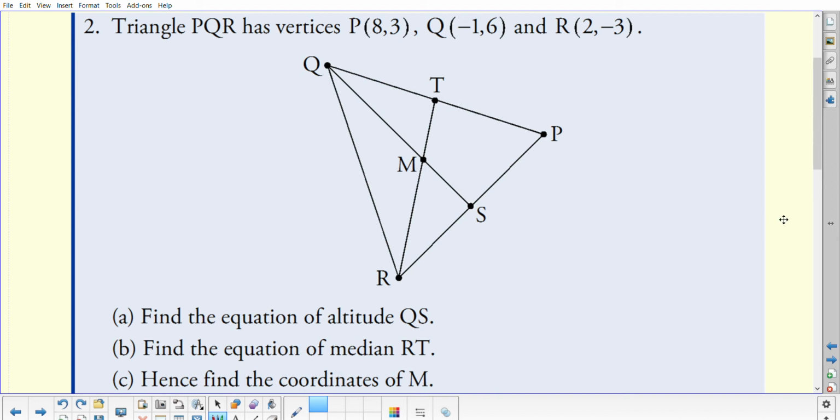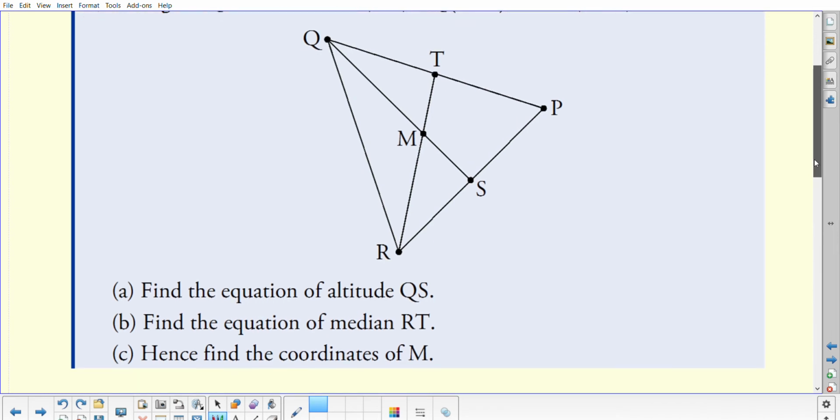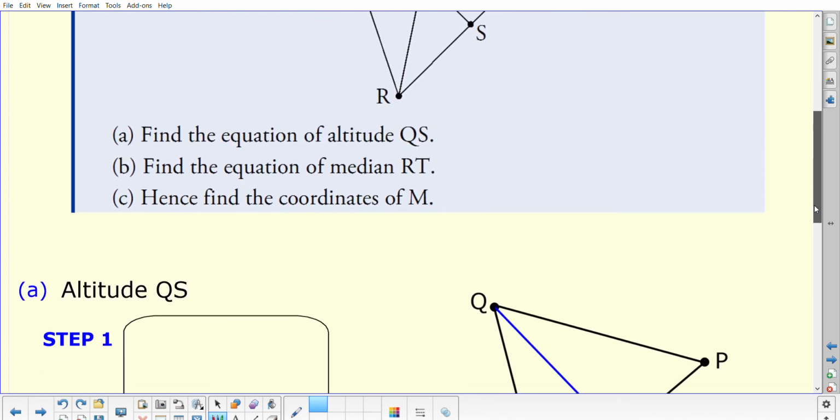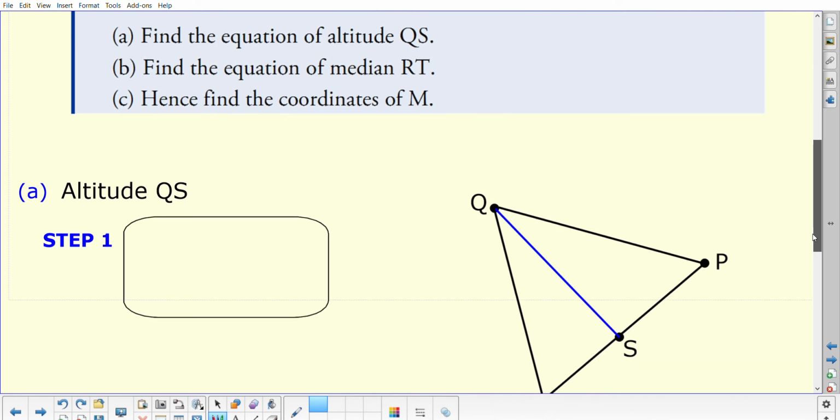So this is where a bit of knowledge of knowing what it means by an altitude, knowing what it means by a median is essential. If you can't, you won't be able to get started on the question if you haven't learned the definition of these terms. My advice, although that diagram is there, when you do your work, break it down and just think about each part as we come to it.